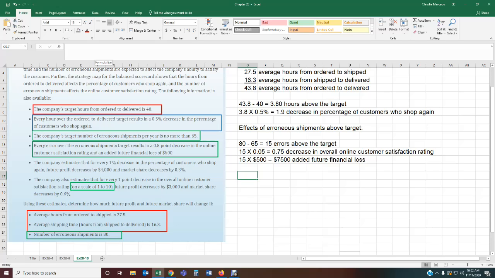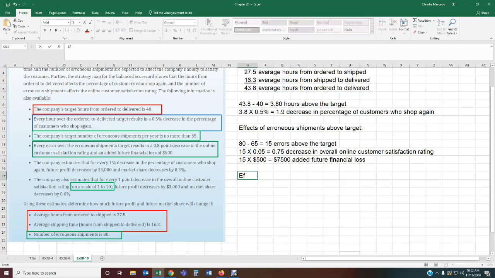So, by having more errors than we had anticipated, we're going to see a decrease in the overall online customer satisfaction rating of 0.75. We're also going to have a financial loss of $7,500. Okay, so those were the effects of the erroneous shipments.